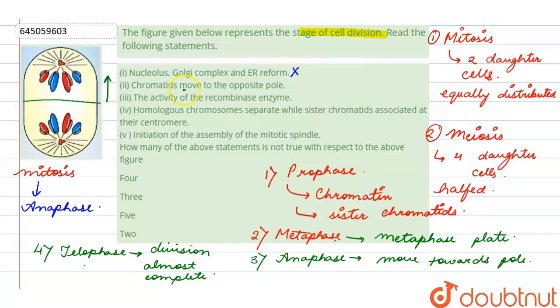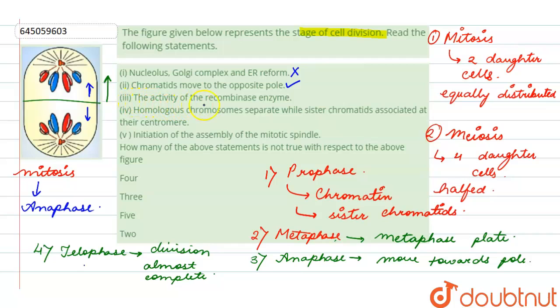Then second says chromatids move to the opposite pole. So that we can see from this image that these sister chromatids are moving towards the opposite pole, and which is happening in anaphase, right? So this statement will be correct for anaphase.